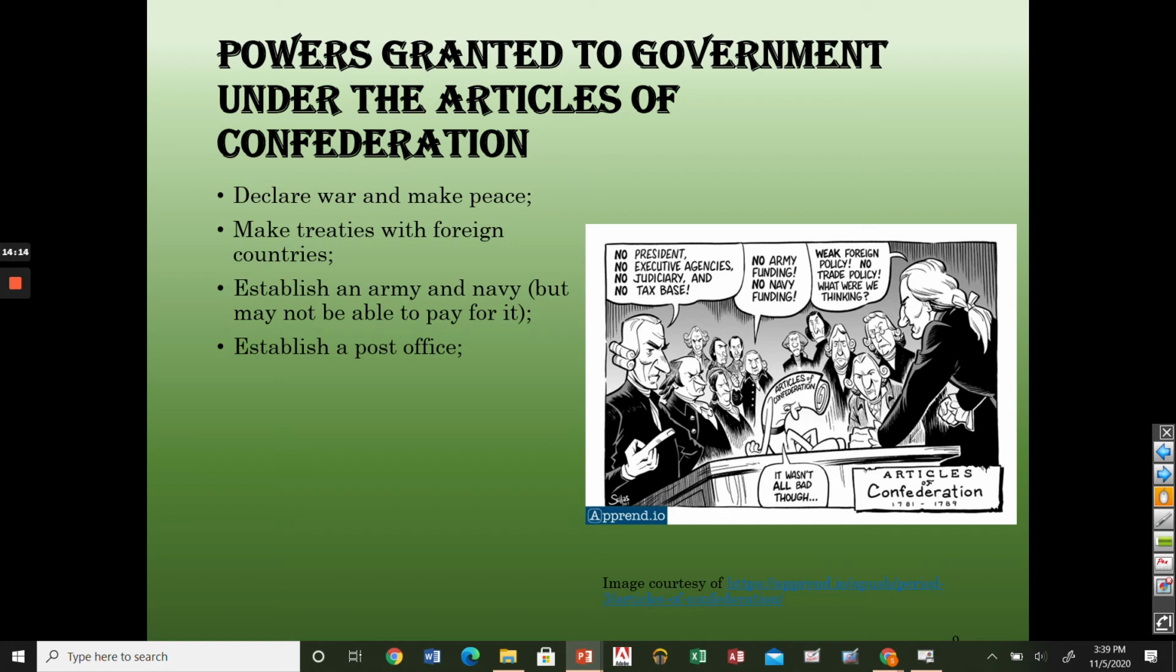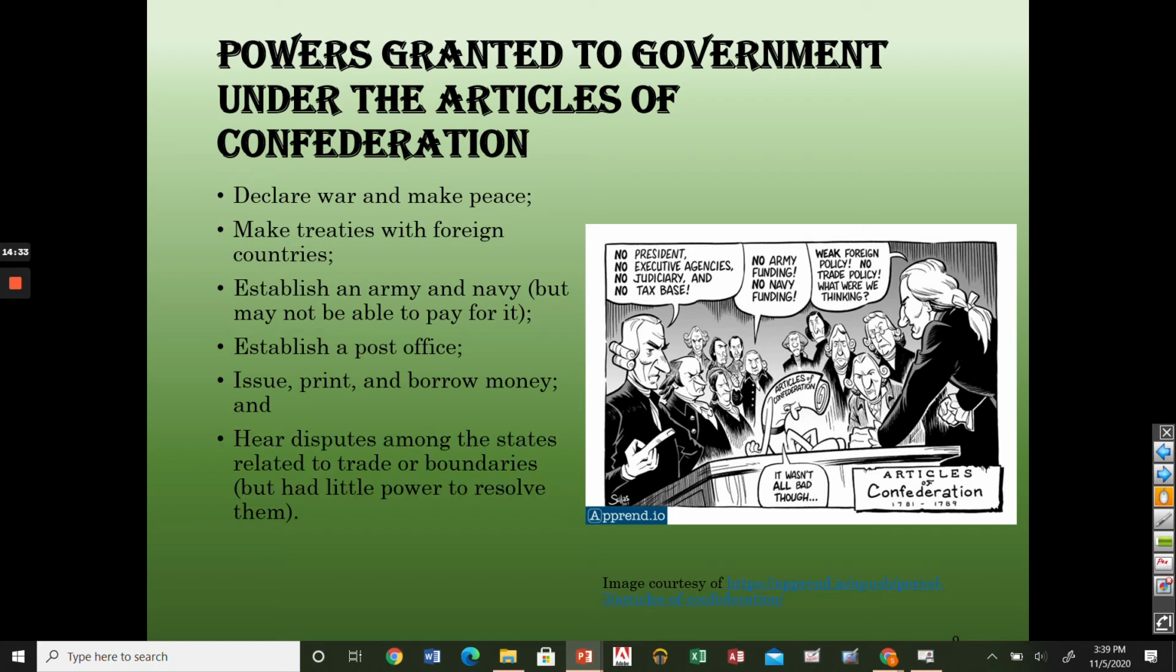They could establish a post office, which probably doesn't seem like a big deal to us, but remember back then, you didn't have TV, radio, email, texting, nothing like that. So the only way to communicate often was through a post office. Now they could issue, print, and borrow money. Again, they couldn't raise any money. So they could print money, but if you just print money without actually having any value, that money is essentially worthless. Just printing a piece of paper, calling it money, doesn't do you any good. But that's really all the power they had.